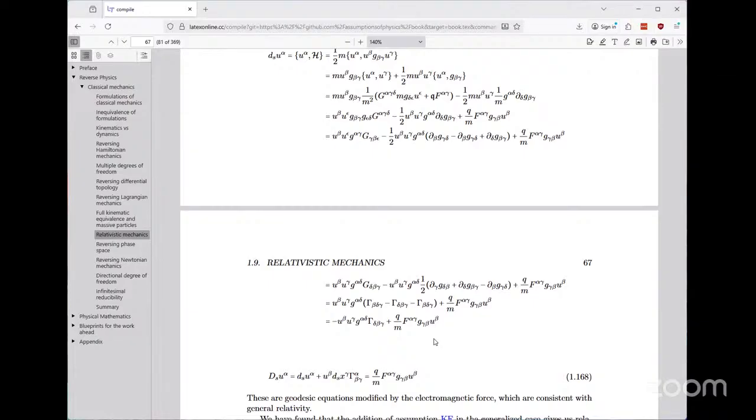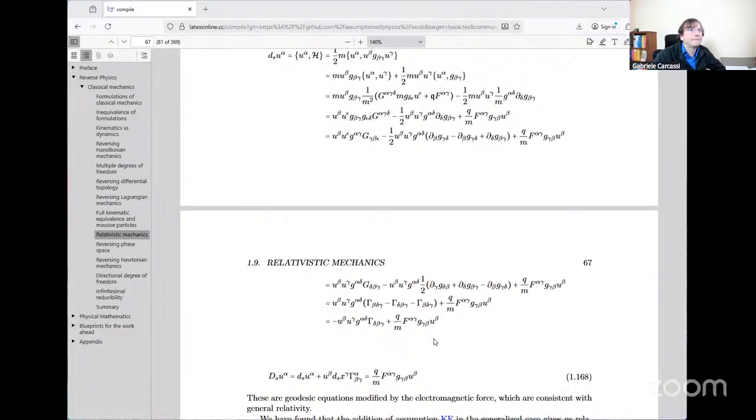What were all of our assumptions to get here? Basically, we extended the phase space, and then we assumed kinematic equivalence. And of course, deterministic and reversible evolution. So we have deterministic and reversible evolution, independence of the degrees of freedom, and full kinematic equivalence.